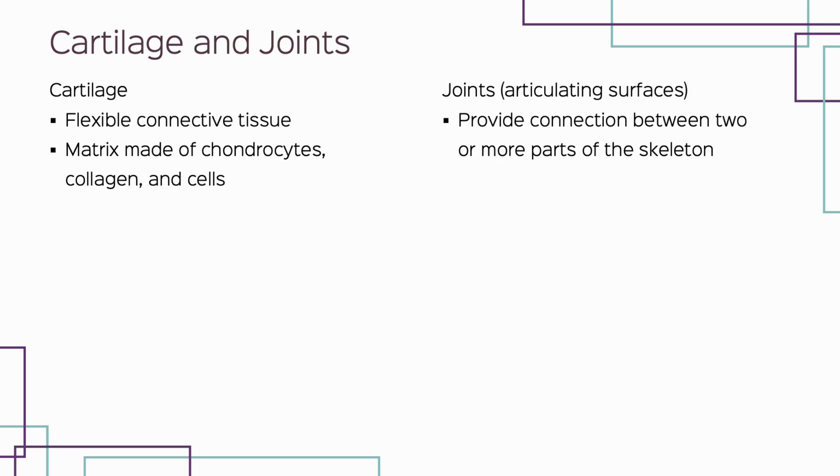Cartilage is a type of flexible connective tissue that is non-vascular, meaning that it has no blood vessels. Cartilage is a matrix made of chondrocytes, collagen, and cells called proteoglycans. Joints and articulating surfaces are synonymous, and they will provide a connection between two or more parts of the skeleton. Joints are going to be classified according to the type of connective tissue at the articulating surfaces. The three types of joints are fibrous, cartilaginous, and synovial. Most of your joints will be considered synovial.